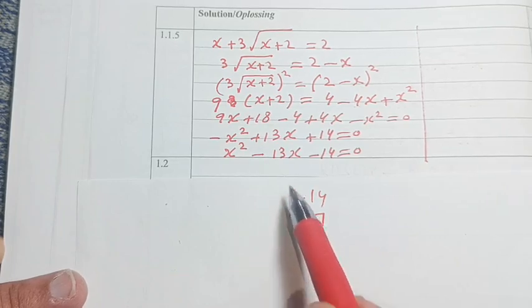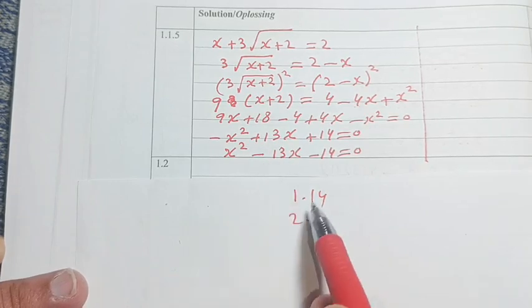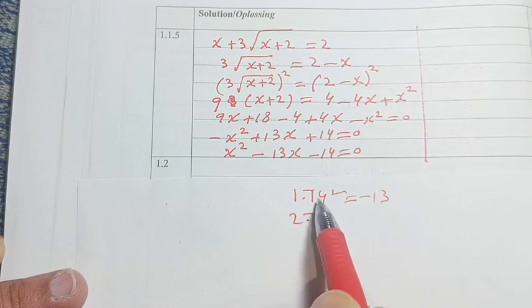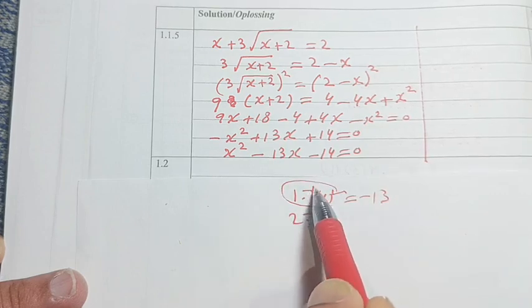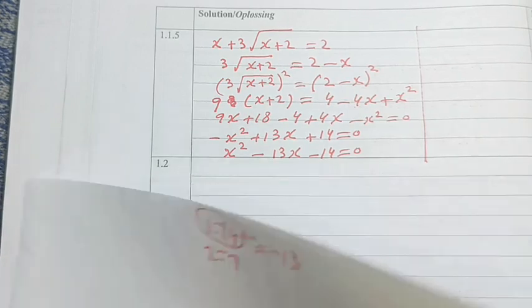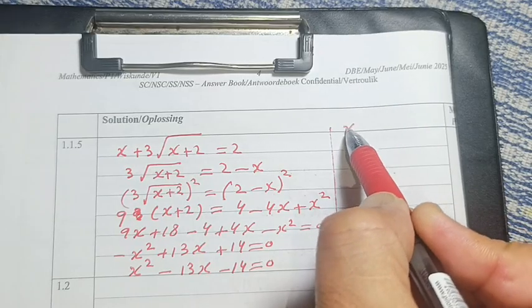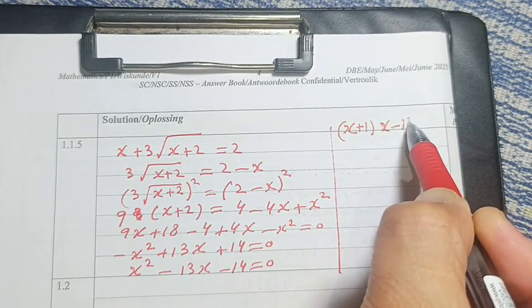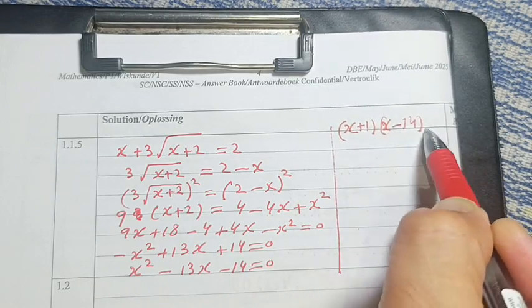Now, negative 13 in the middle, so the larger number must be negative. So this is going to satisfy, the answer is going to be negative 13 if I add. So these two are my factors, x plus 1 and x minus 14. (x plus 1)(x minus 14) is equal to 0.